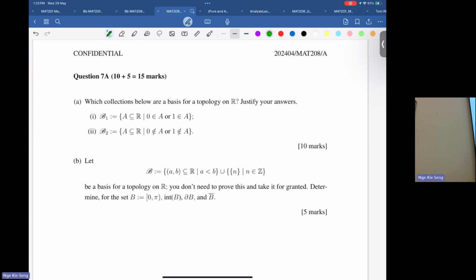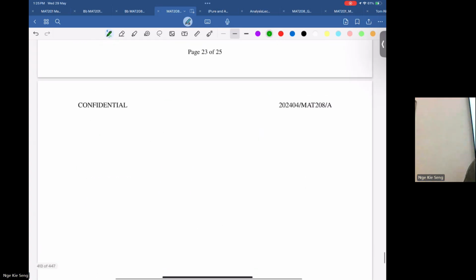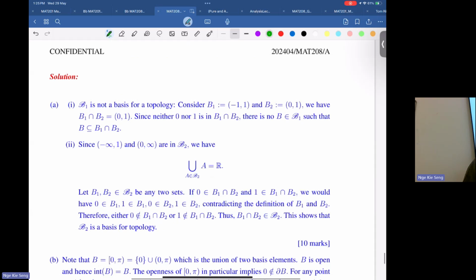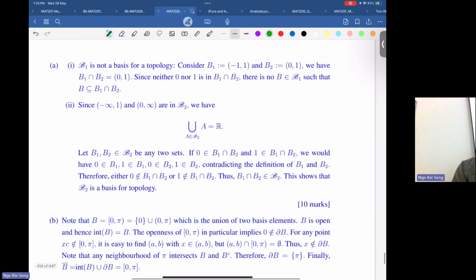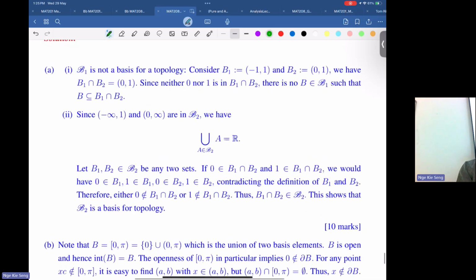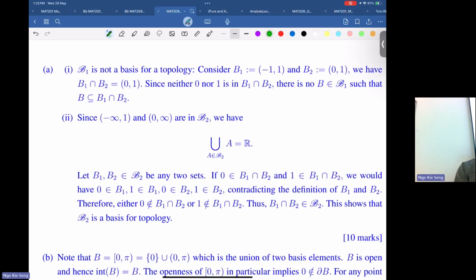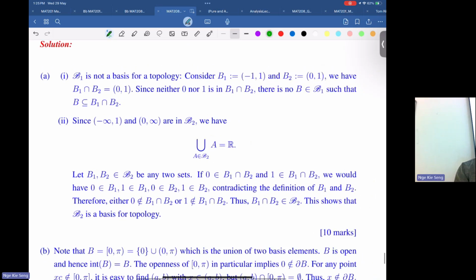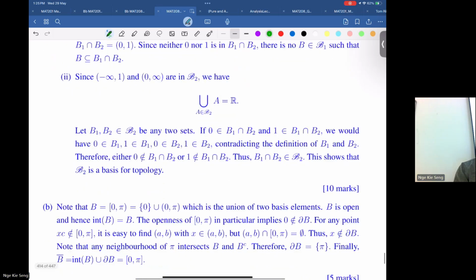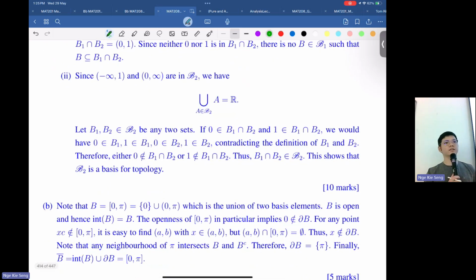First thing, correct or not? So which one is true? Which one is false? So the first one is false. The second one is true. And then do you want to discuss A or not? Or just skip it? I will post the solution online as well. It's just tedious work for A. I think B is worth discussing.